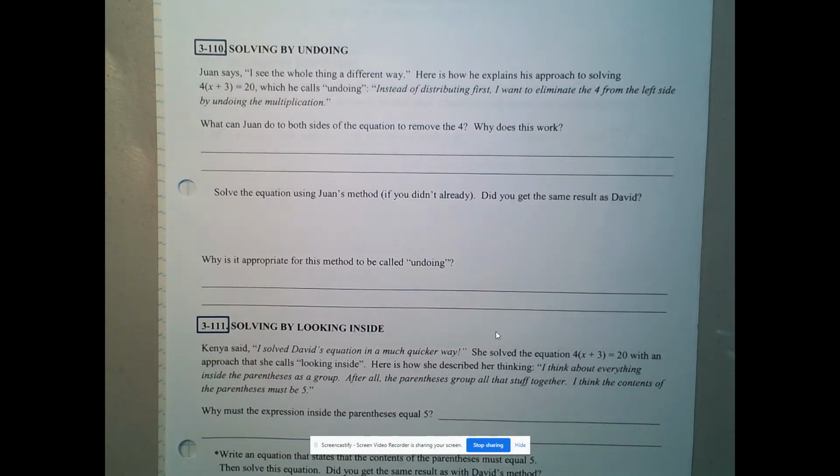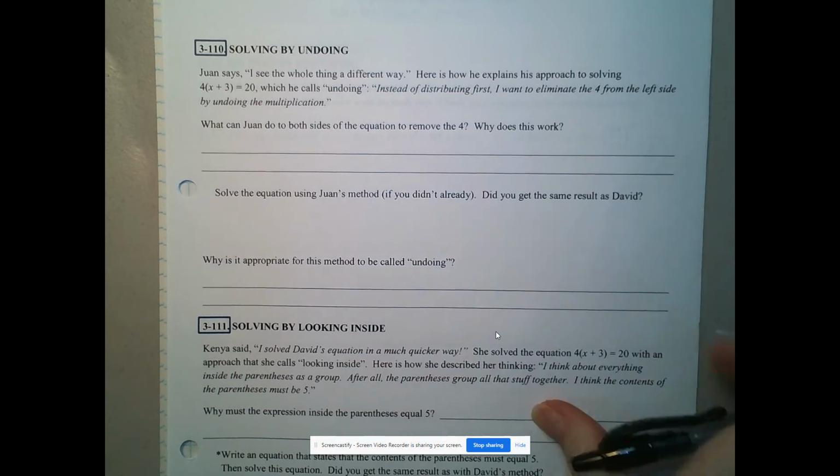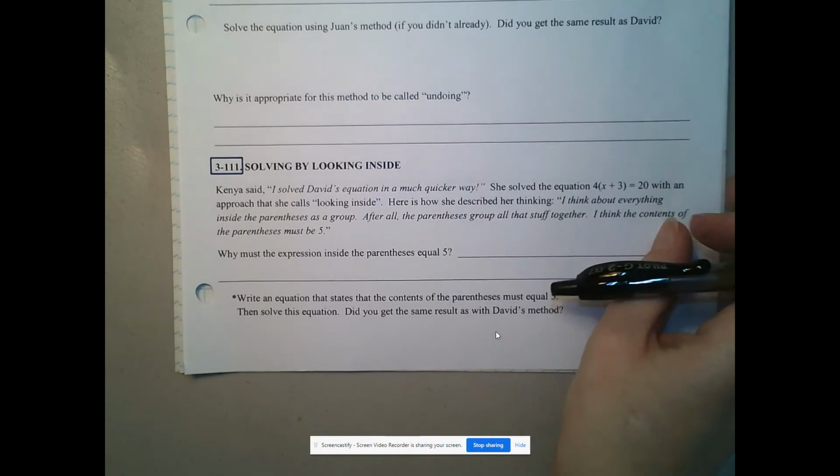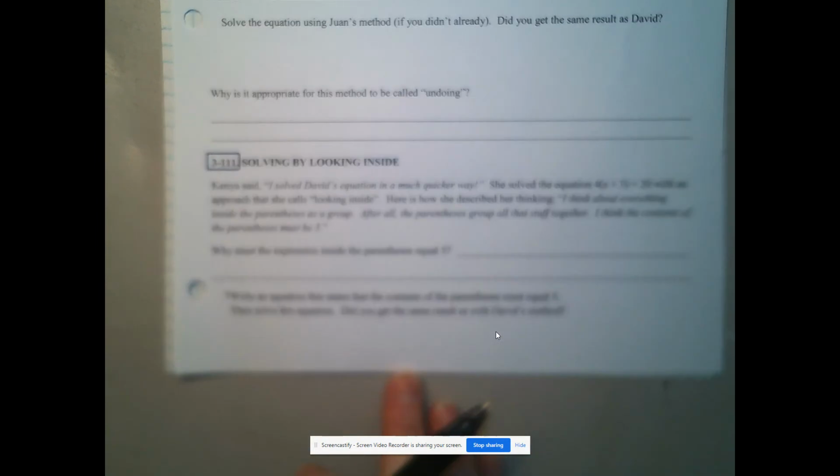What can Juan do to both sides of his equation to remove the 4? We divided both sides by 4. Multiplication and division are inverse operations. That was our second option. And last, 3-1-11, solving by looking inside.